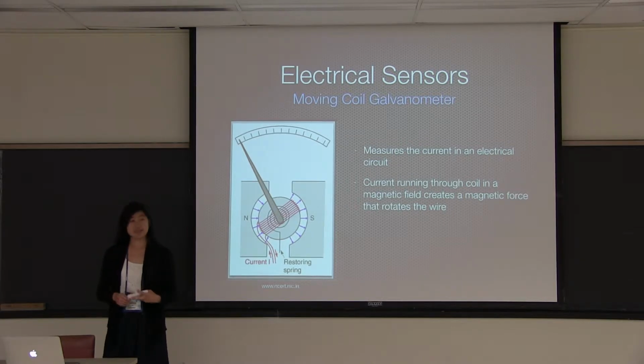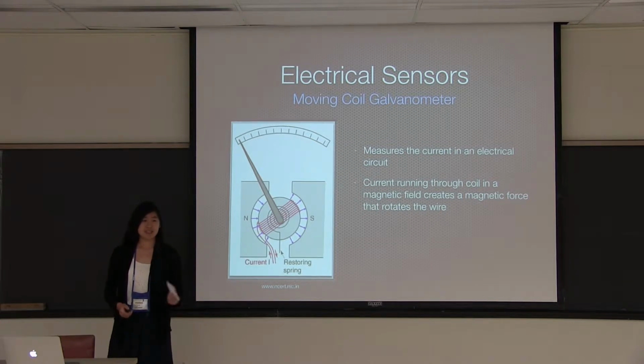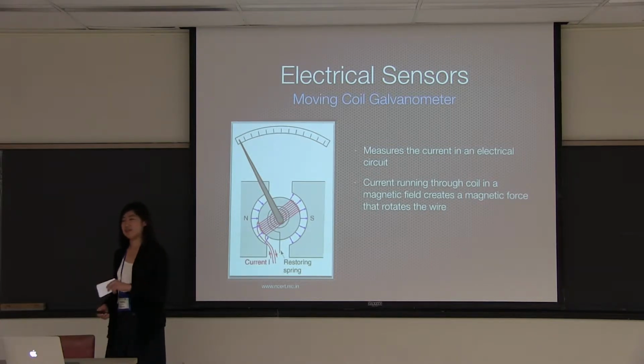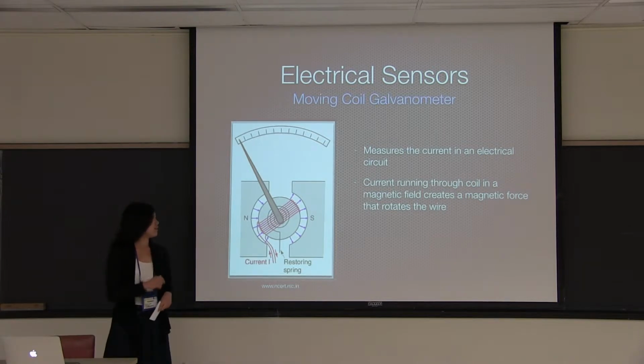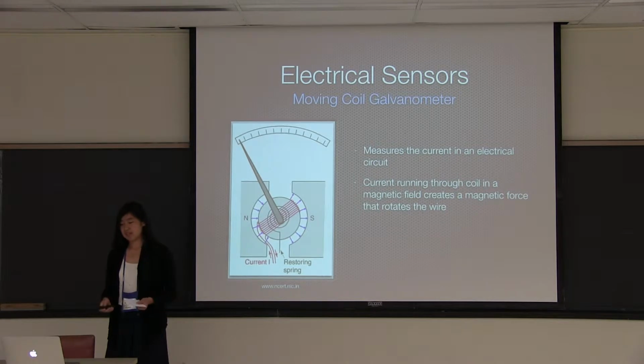Moving on to electrical sensors, one is called the moving coil galvanometer. What it does is it actually measures the amount of current going through a wire. And it works because when current runs through the coil, it will actually have a magnetic force produced onto the coil, which will end up rotating it slightly, and the needle will move along with it. A spring is able to move the needle back to the equilibrium position, and that's how it restarts.